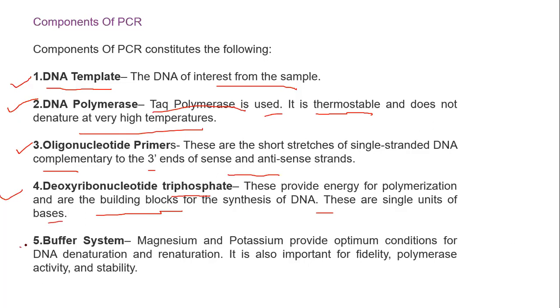Fifth one, buffer system. The buffer system, with magnesium and potassium, provides the optimum condition for DNA denaturation and renaturation. It is also important for fidelity, polymerase activity and stability. So the buffer system is very important. These 5 components are very important. What are they? First, DNA template. Second, DNA polymerase. Third, oligonucleotide primer. Fourth, deoxyribonucleotide triphosphate. And fifth is a buffer system.